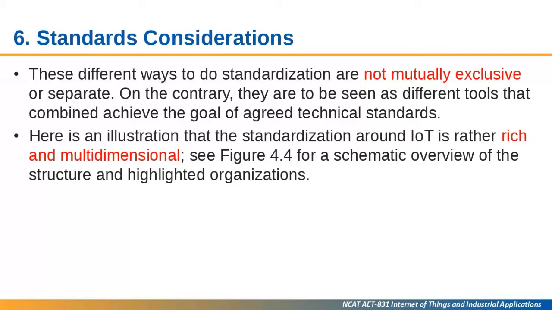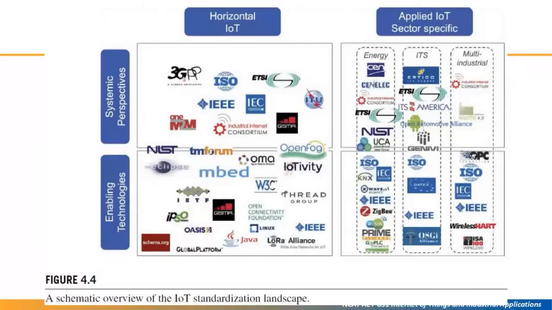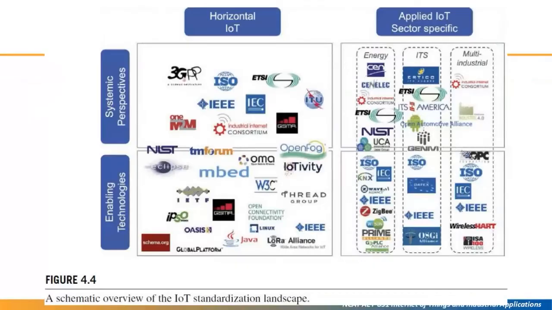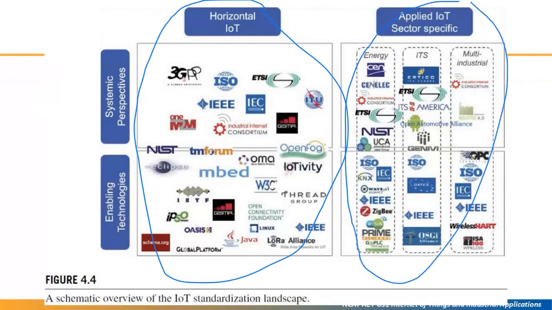So let's look at this figure here. We can see some alliances there, this bunch of groups. For the multi-industry, we also have those things. The first distinction is horizontal IoT standards and applied IoT standards. So what do they mean?